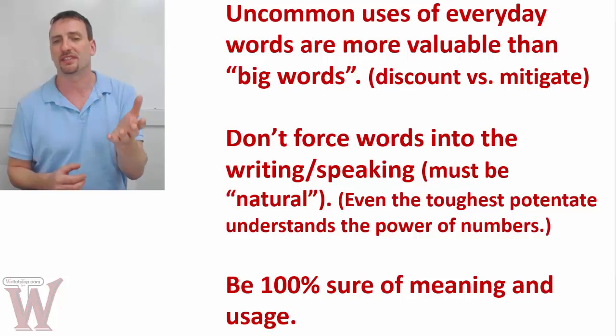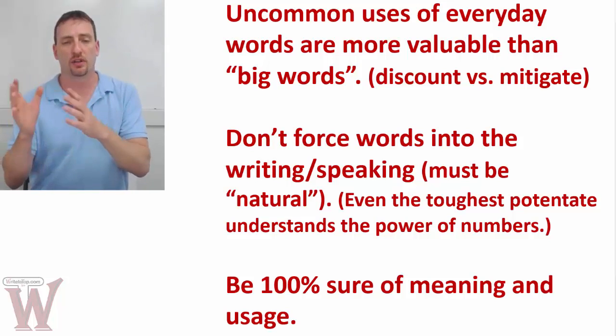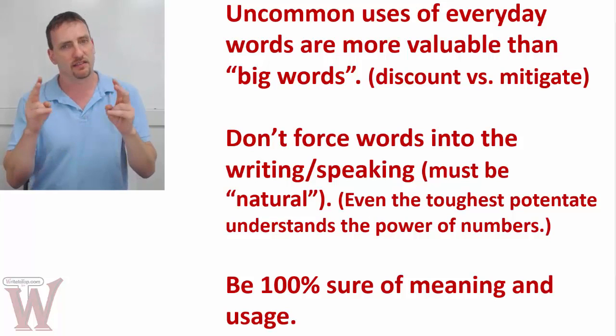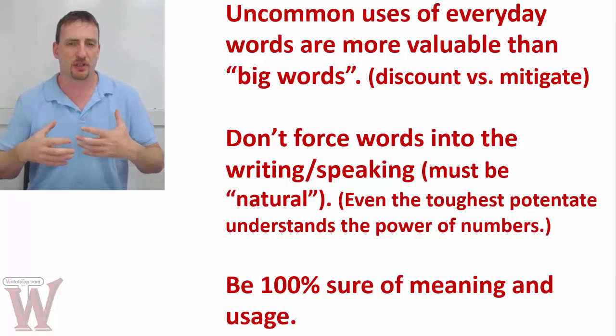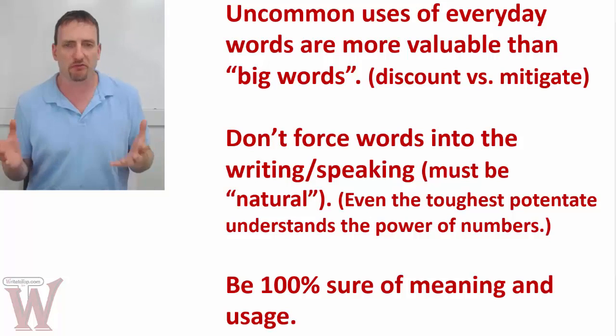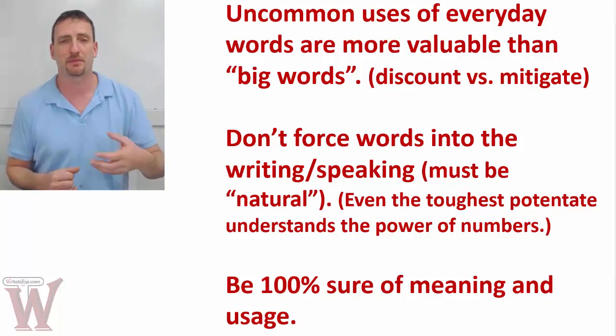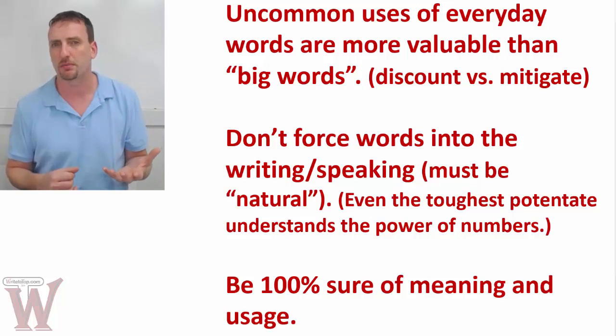Now, here's an example: discount versus mitigate. We're going to look at both of these words. I'm going to give you some more examples of both of these. Mitigate is the big word. It's not a very big word. I mean, it is used somewhat regularly, but it's not an everyday word. People don't generally use this word. You'll read it in newspapers sometimes. If you're watching TV news, you'll probably hear it, but in everyday speech, you probably won't.